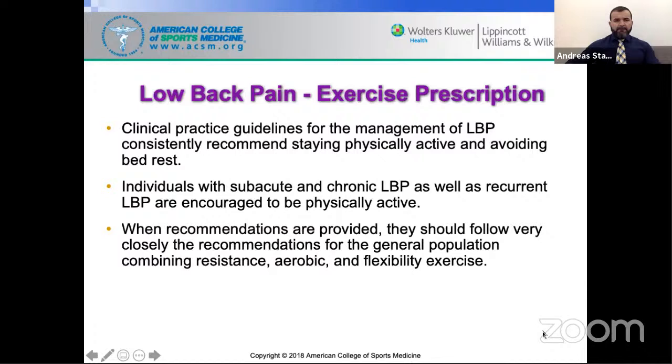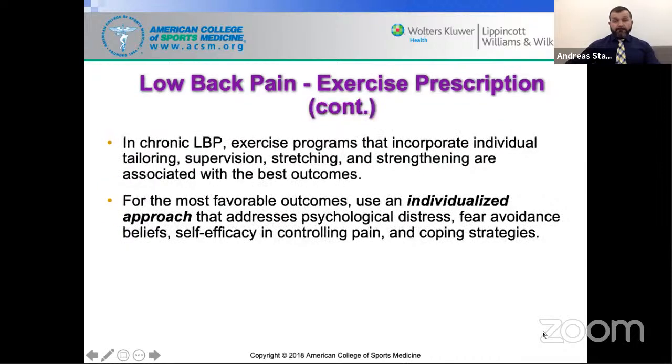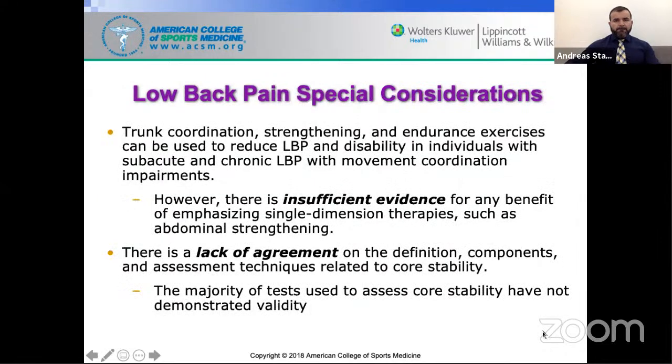Staying physically active, avoiding bed rest. We talked about that already. Everybody's encouraged to be physically active. Follow the general population guidelines unless there's a specific reason not to. Individualized approach, of course. What do I have here? Trunk coordination strengthening.